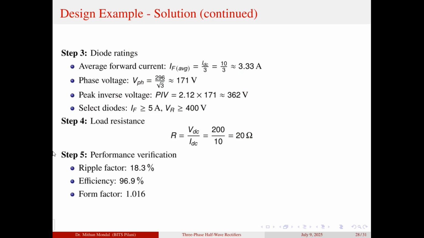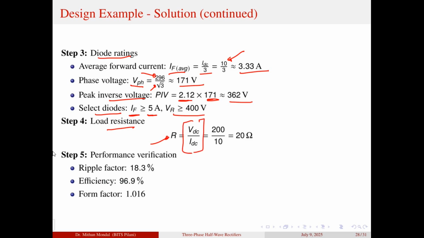Now we calculate the diode ratings, that is, the forward current, which is DC current by 3. We have 10 ampere output DC current, so it is 3.33 ampere. Phase voltage is the output voltage 296 by root 3, which is 171 volt. Peak inverse voltage is 2.12 times the 171 volt phase voltage, which is 362 volt. We need to select the diode having the forward current rating greater than 5 ampere and the reverse voltage rating greater than 400 volt.